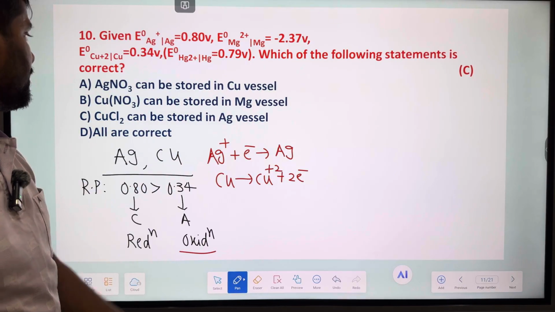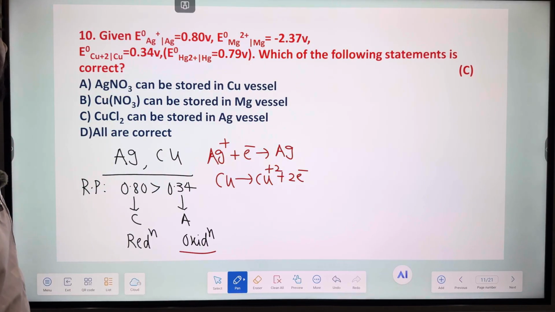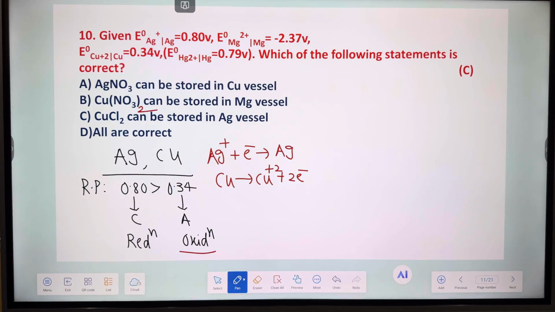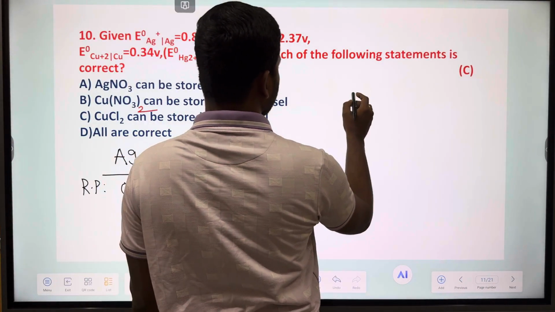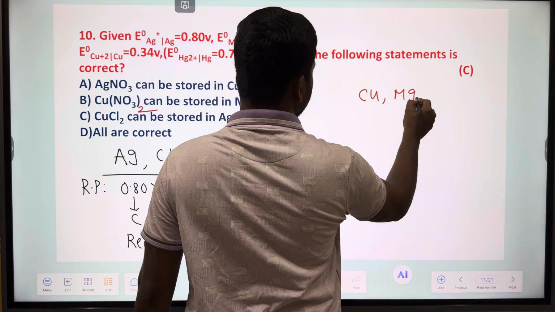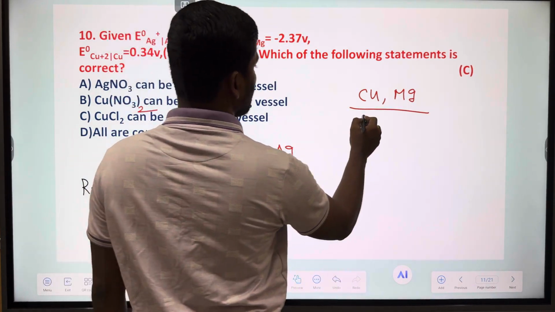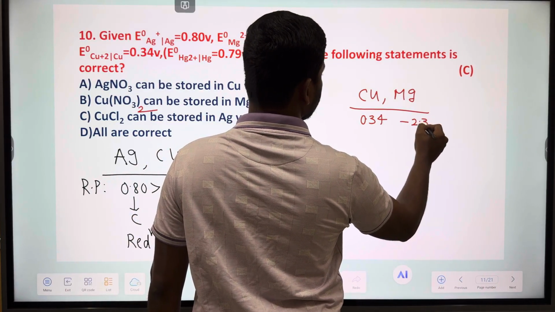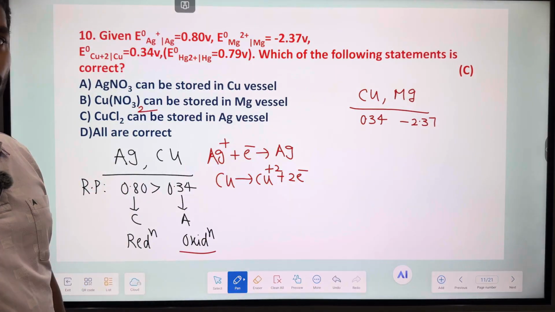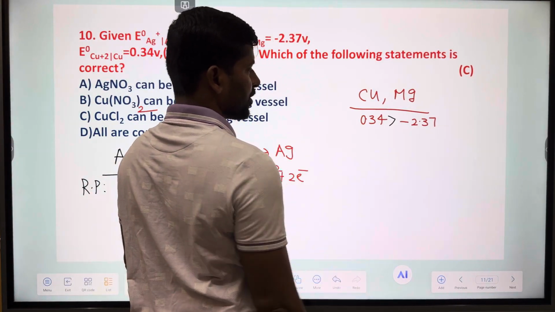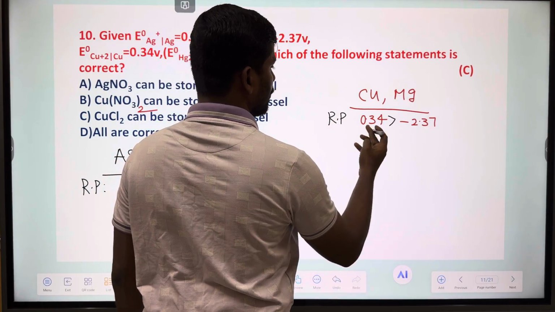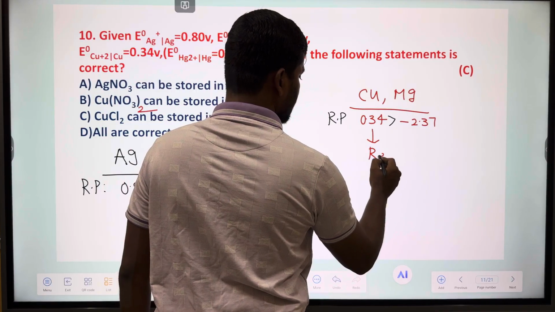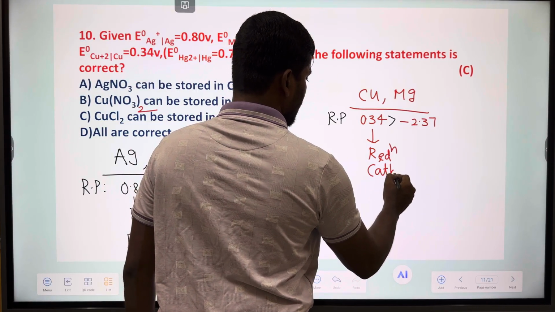Next, copper and magnesium. Whether copper nitrate, Cu(NO3)2, can be stored in a magnesium vessel or not. Comparing copper and magnesium: copper is given as plus 0.34 and magnesium as minus 2.37, so copper's reduction potential is more. So copper undergoes reduction, and it acts as cathode.